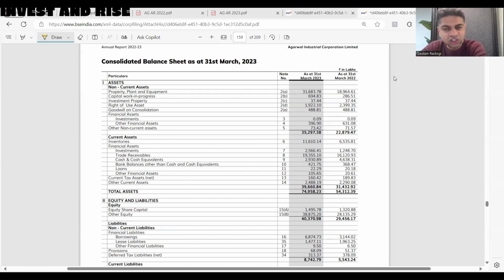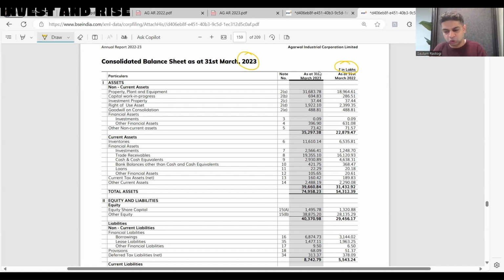So I have the balance sheet of this company open. This balance sheet is as of the end of financial year 2023, and this is in lakhs of rupees. Balance sheet analysis helps us understand capital allocation over time, how the company has allocated capital, how they have used capital over time.